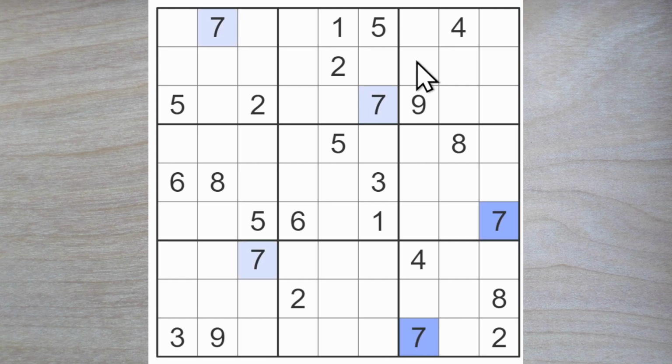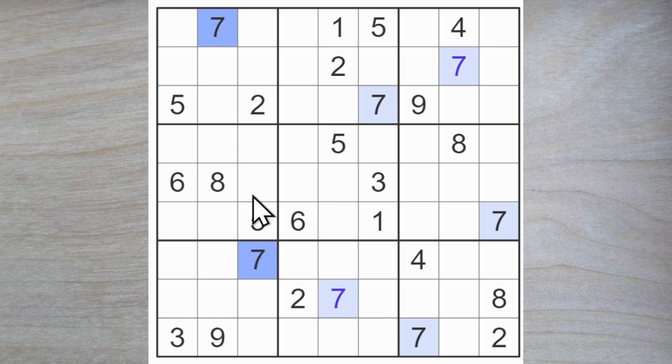These sevens block here, here and here. This 7 blocks here and this 7 blocks here. So a 7 must go here. We also have a 7 here. Here, these 3 sevens block like so. Therefore, a 7 must go here.